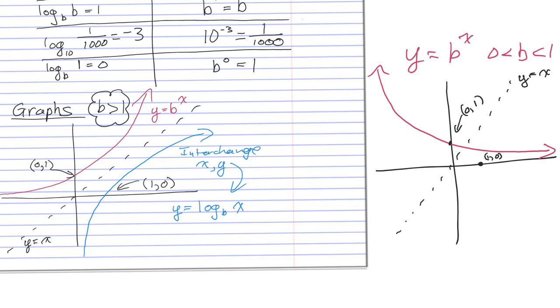And now it looks like this. Comes through, crosses the y equals x, and then comes out this way. So our graph is y is equal to log base b of x. And remember, our b value was less than 1 but greater than 0. Okay?